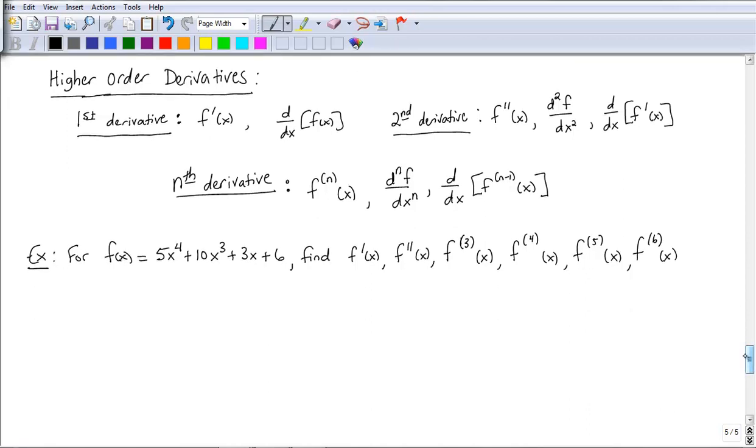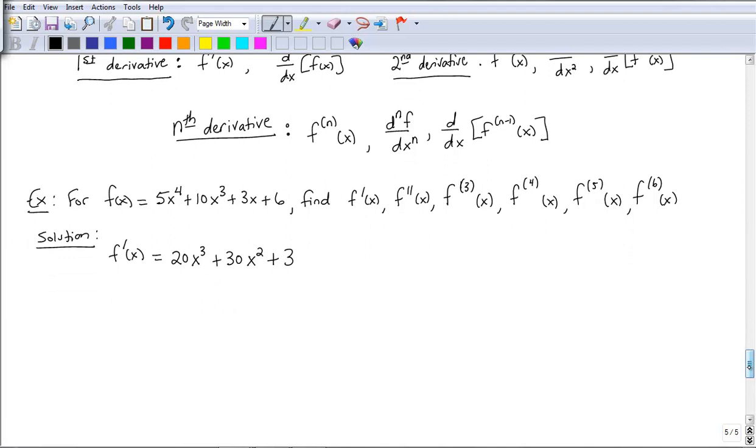For example, 5x to the 4th plus 10x cubed plus 3x plus 6. And they want me to find the first, second, third, fourth, fifth, and sixth derivative. So to do this, I just keep taking derivatives of the ones before. So f of x is 5x to the 4th plus 10x cubed plus 3x plus 6. I can find the first derivative with the power rule. I have 20x to the 3rd plus 30x squared. The derivative of 3x is 3. The derivative of 6 is 0. And you should check that you can calculate that derivative.